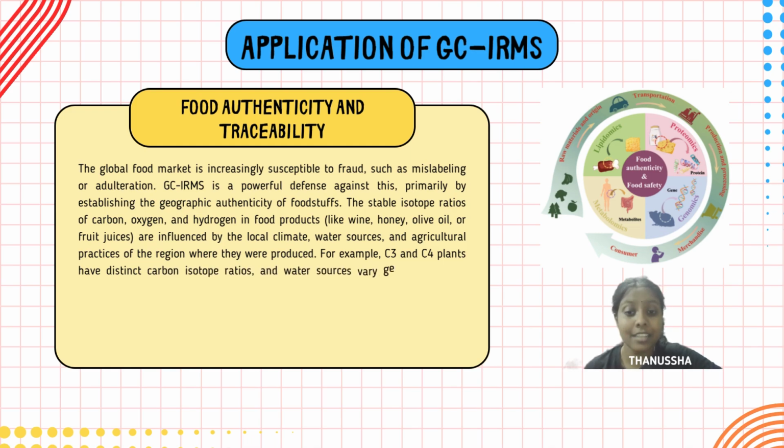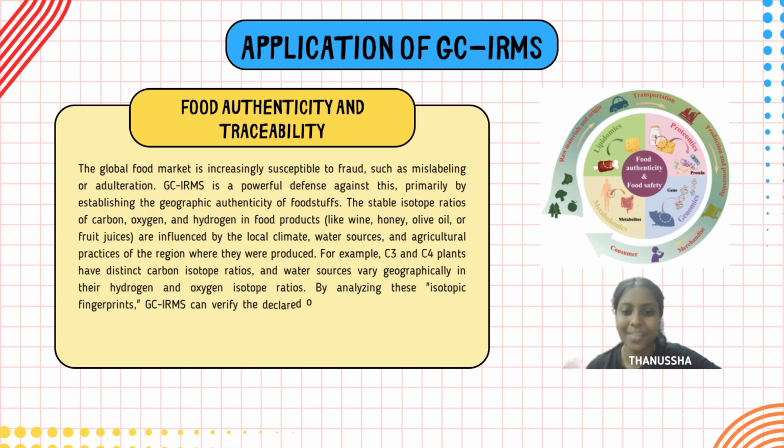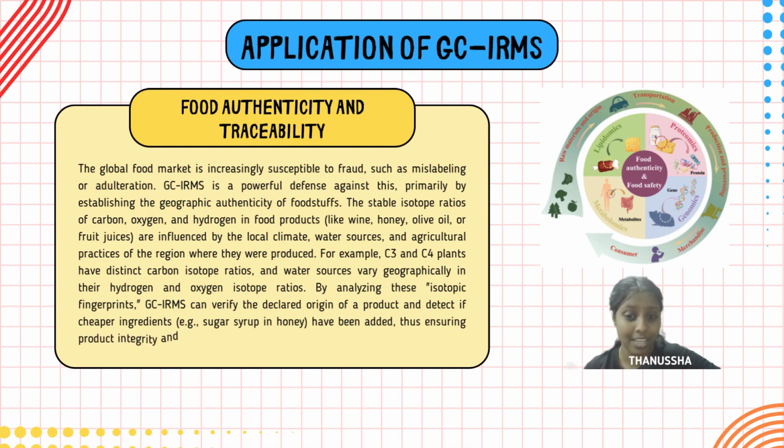For example, C3 and C4 plants have distinct carbon isotope ratios, and water sources vary geographically in their hydrogen and oxygen isotope ratios. By analyzing these isotopic fingerprints, GC-IRMS can verify the declared origin of a product and detect if cheaper ingredients have been added, thus ensuring product integrity and protecting consumers.